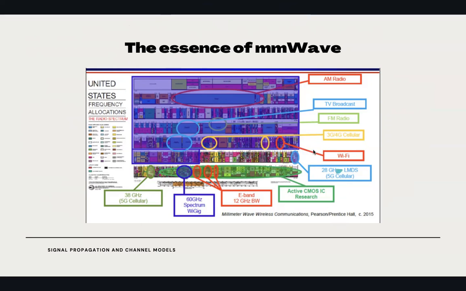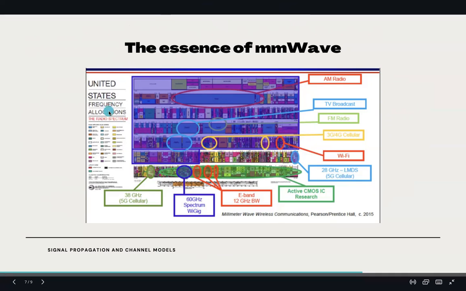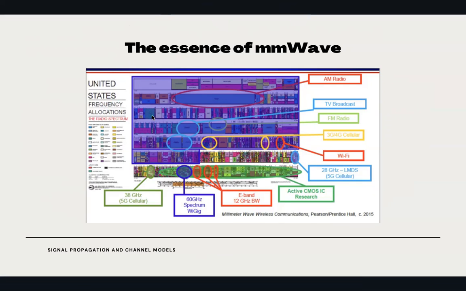In this case, this is the case in the United States. And as you can see, the 5G is allocated in the 38 gigahertz spectrum. But mmWave itself actually starts from 60 gigahertz to 100 gigahertz. So it works in higher frequency. And of course, that means it is easier to get bandwidth.